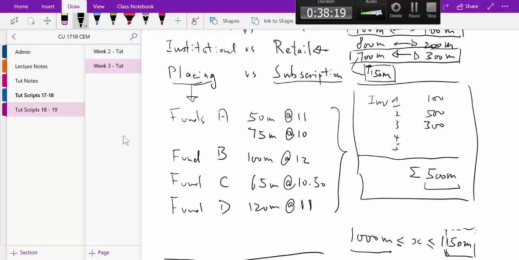So everybody will get that price. That means Fund C will get 65 million shares at 10.50. Fund A will get 50 million shares at 10.50. Fund B will get them at 10.50. Now, Fund B would be happy to buy 100 million shares at 10.50 because they're happy to buy at 12, but not the other way around. And then Fund D will get shares. So everybody gets something.